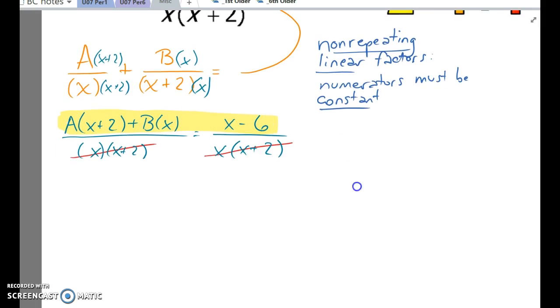This one is pretty easy to do the way that I was taught, and then in a moment we'll take a look at what happens if that method isn't so easy. So here, what I'm going to do is just multiply out the left side. So I have ax plus 2a plus bx equals x minus 6.